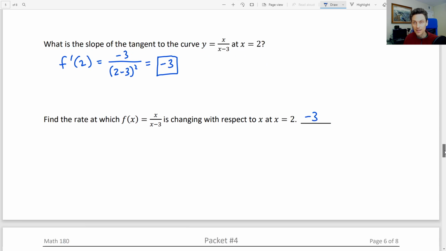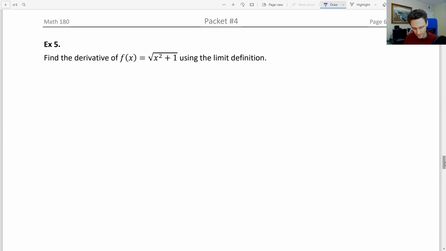Okay, let's take a look at example 5. Here we have the same directions, but a different function. Find the derivative of f of x equals the square root of x squared plus 1 using the limit definition. Our first job, write out the limit definition. You'll get points for doing so. At least a point maybe.